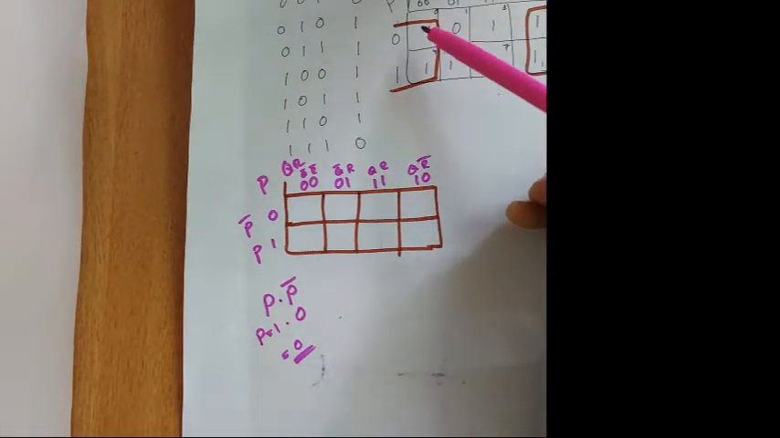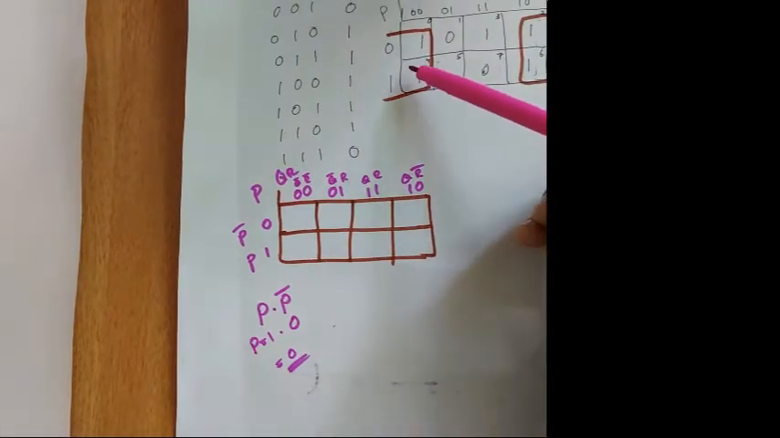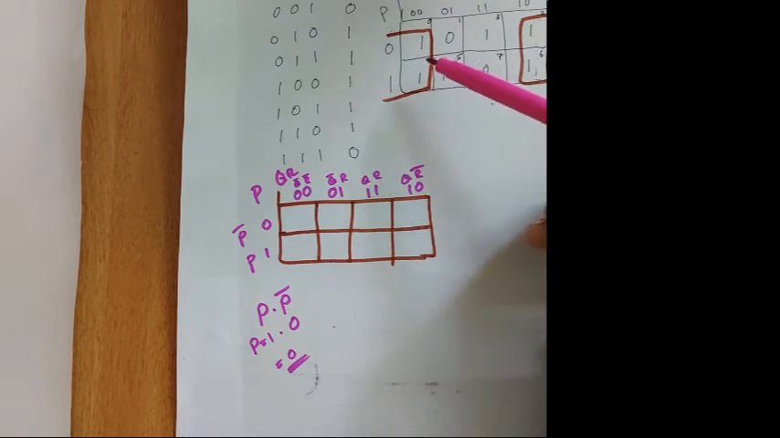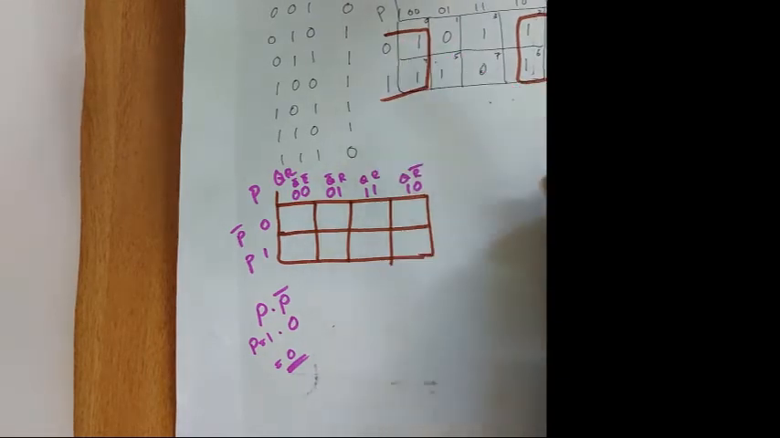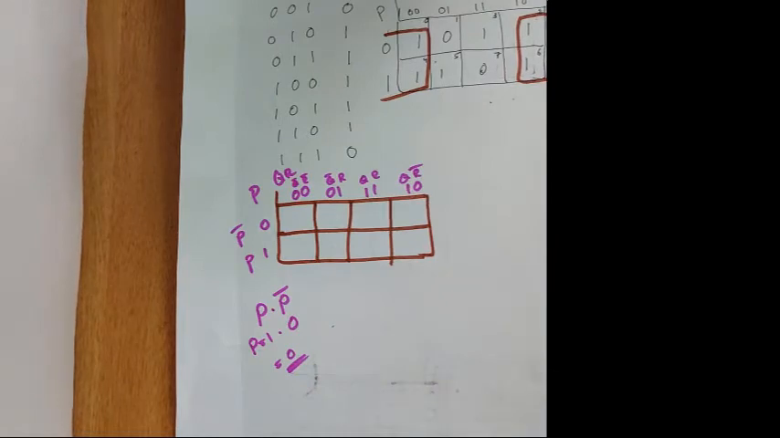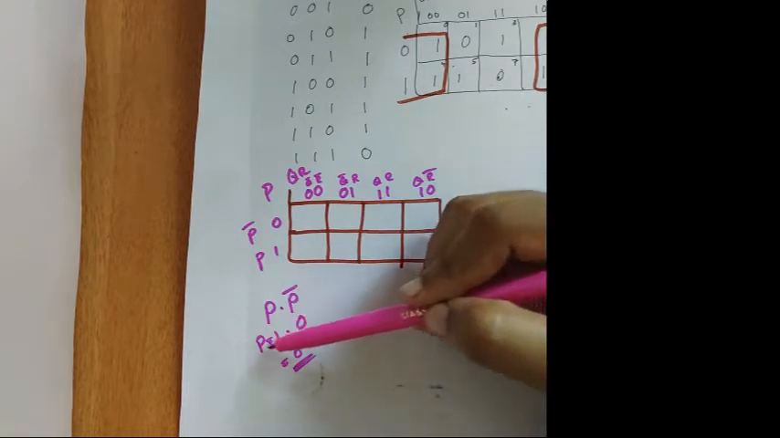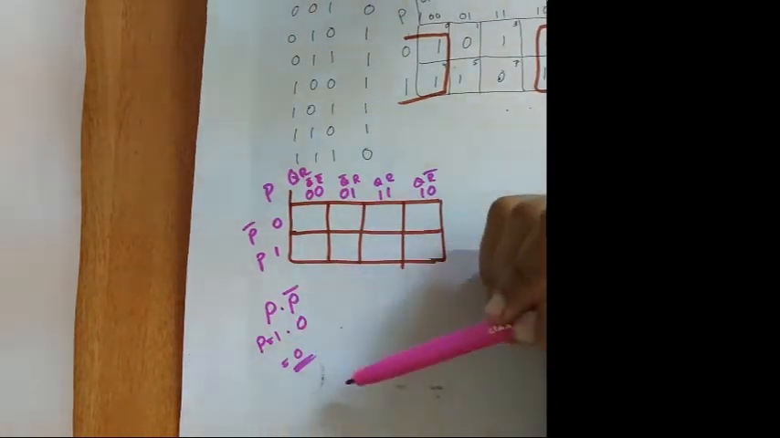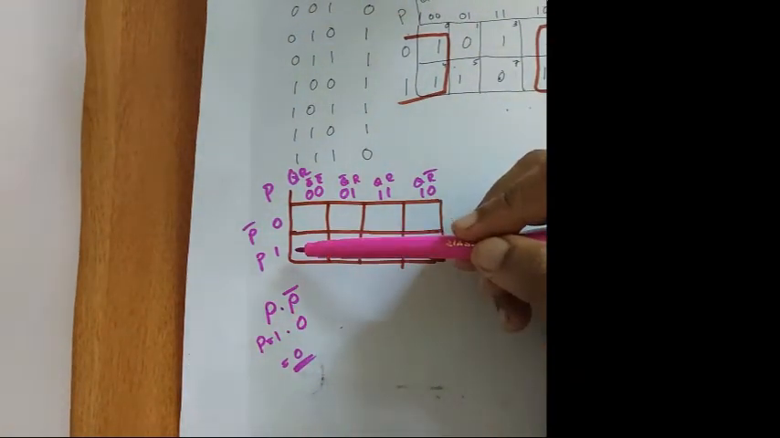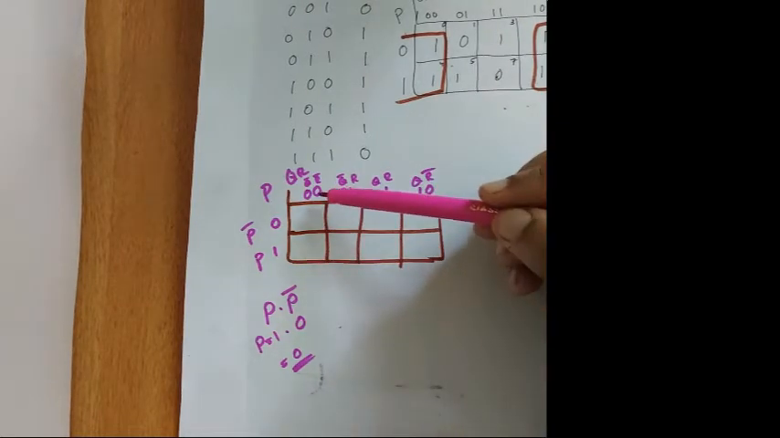So when you're grouping and taking the expression, there should not be any switching in between. That means your data should not switch from 0 to 1 or 1 to 0. Understood? If it is switching from 0 to 1, it takes this operation, that means it will be 0. So you can't take the data. You can take the data which is not switching.